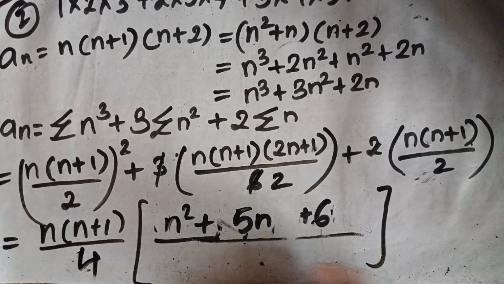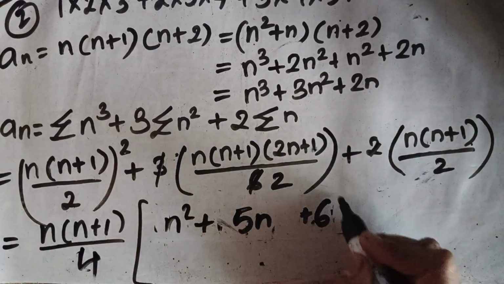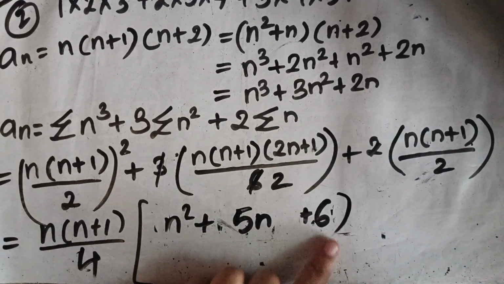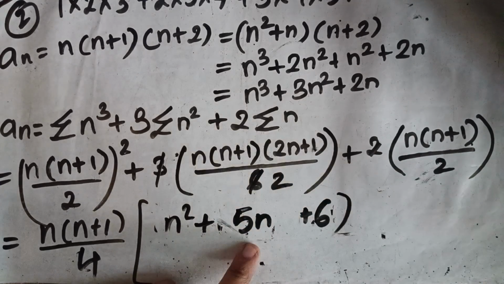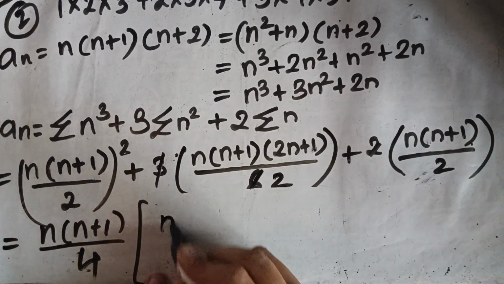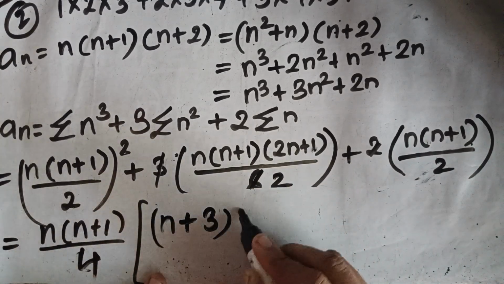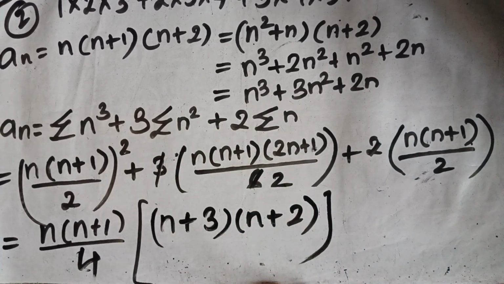This you have to factorize: n square plus 5n plus 6. So 2 threes, you can take. So it will be n plus 3 and n plus 2. So this is the last thing.